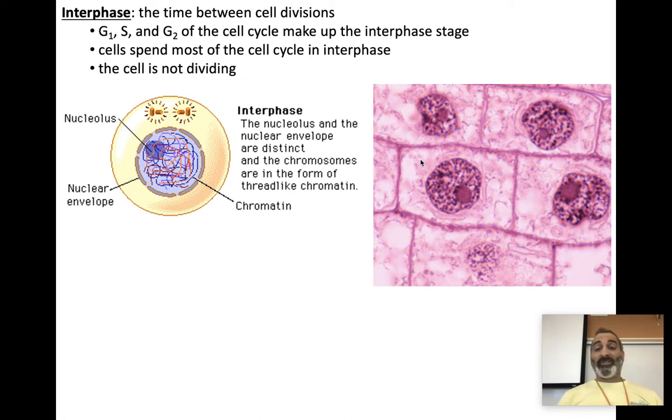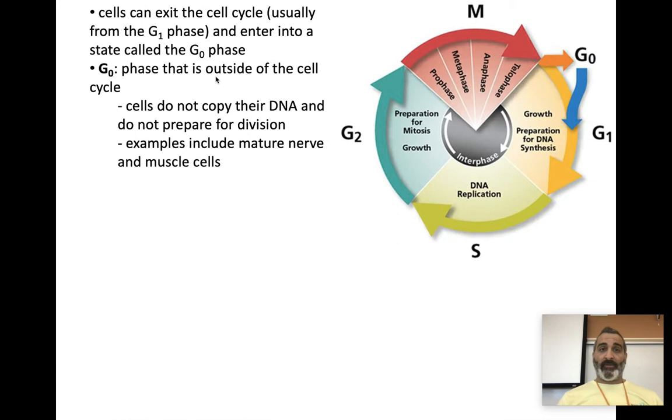Okay? Most of a cell's life is in interphase, and this is what a cell looks like in interphase, basically. It's not dividing in interphase. It's getting ready to divide, but it is not dividing in interphase. All right. So this is that G0. Sometimes, I told you, cells go into a phase that's outside of the cell cycle. Well, that's this right here, the G0. It usually leaves the cell cycle in the G1 phase.